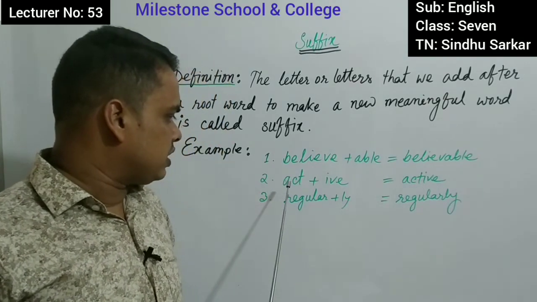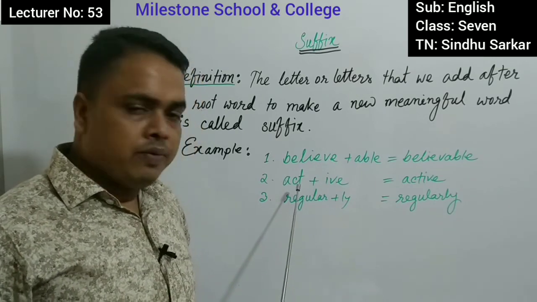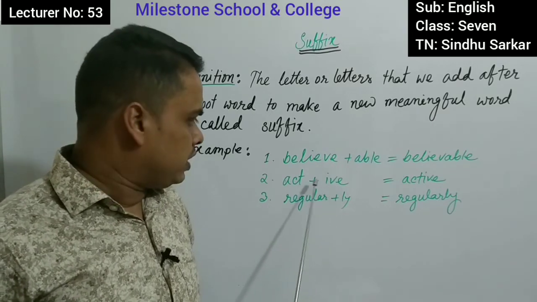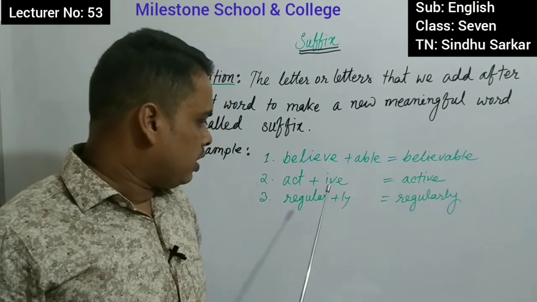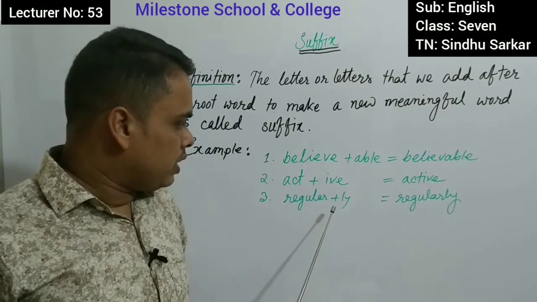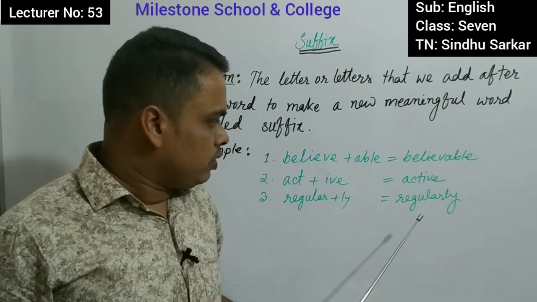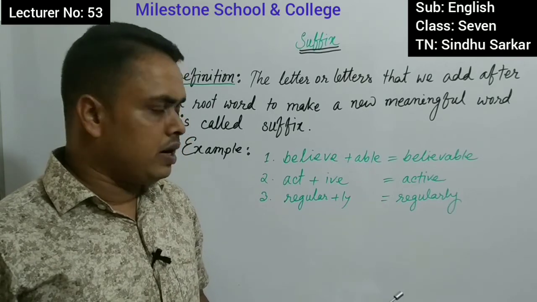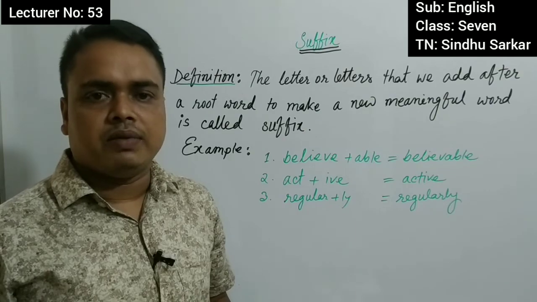Then example number 2, act plus ive. Here the main word is act. Now we add ive to act, and the new word is active. By the same process, with regular we add ly and make the new word regularly. So whenever we add some letter or letters after a word and make a new word, it is called a suffix. Okay, dear learners, I think you have understood.